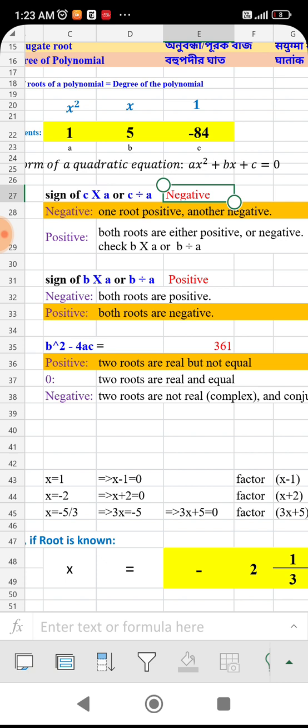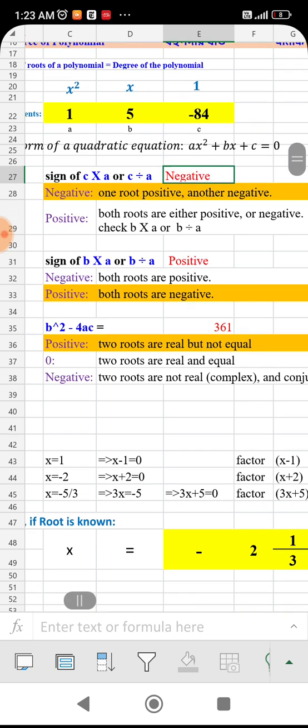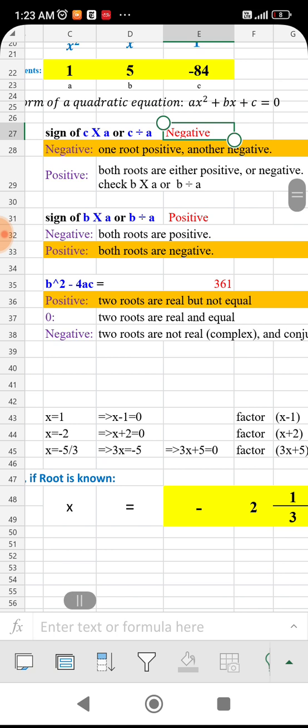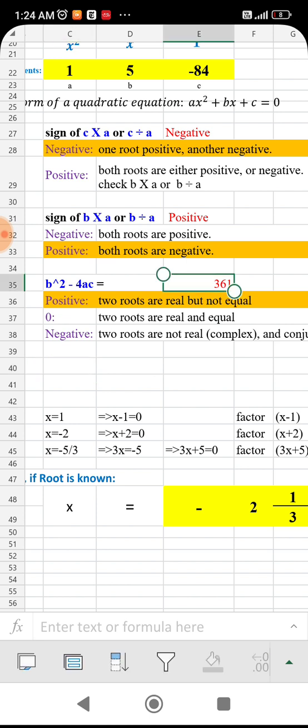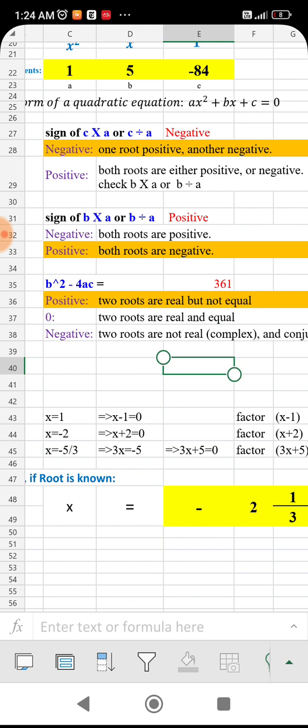How can we tell this? We can tell this from here. We have to calculate this value also: the B square minus 4AC value. It is automatically calculated here, but you have to evaluate it in the exam hall. The value is 361. So the value is positive.